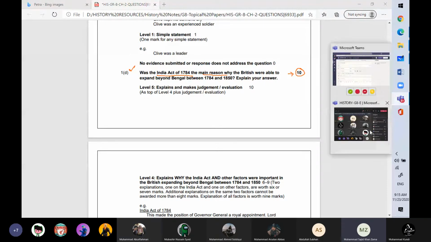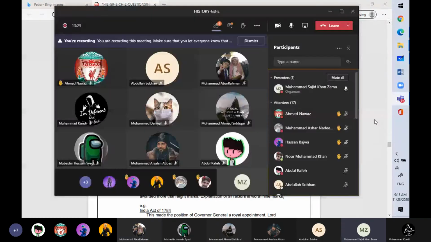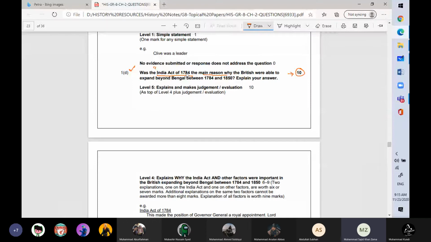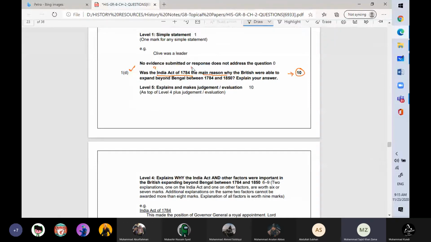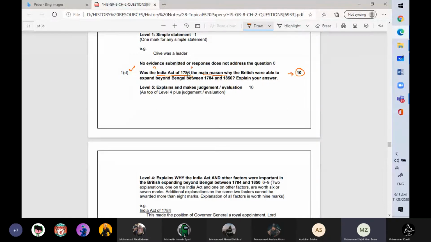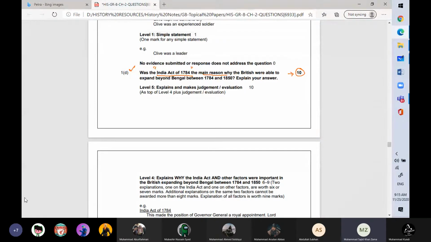Now, see the difference. They mention the India Act of 1784. Now, this India Act, it is related to which of those four reasons, factors we discussed? I mean, is it part of military superiority? We discussed four reasons for British expansion in India. Do you remember that in the previous lesson?